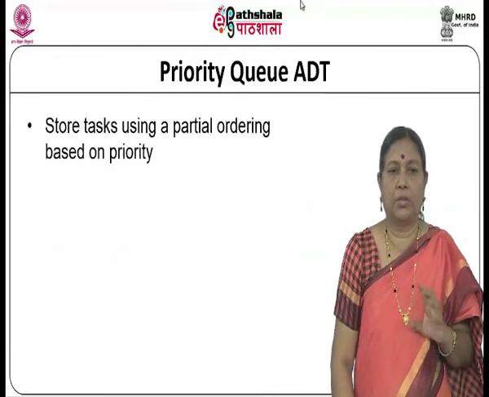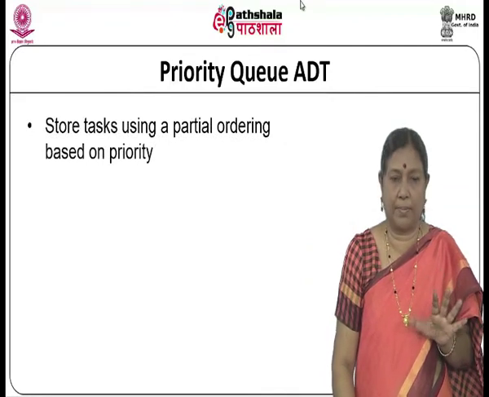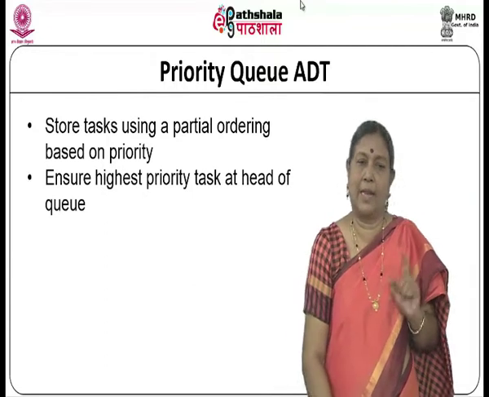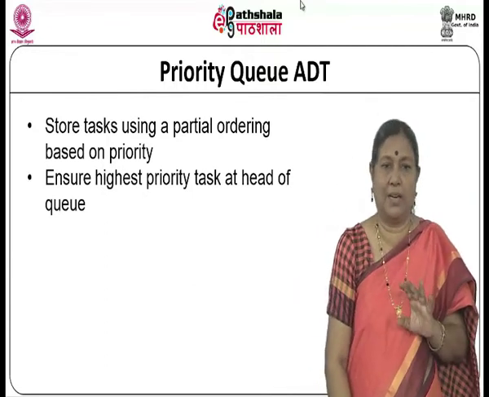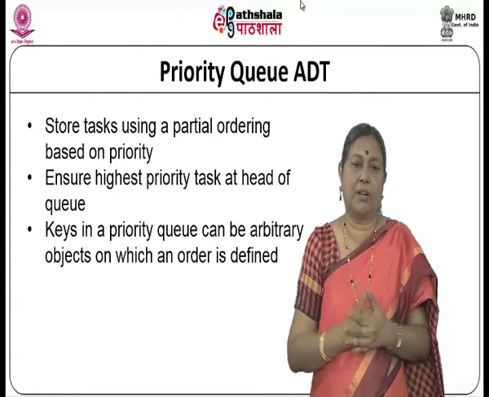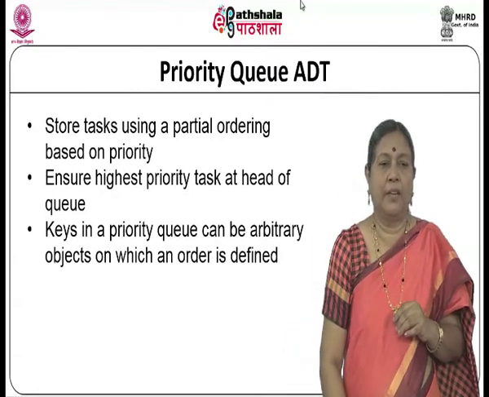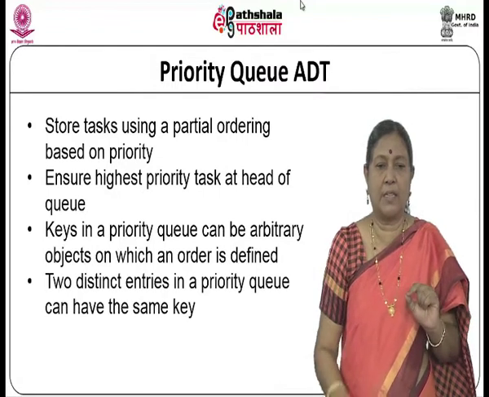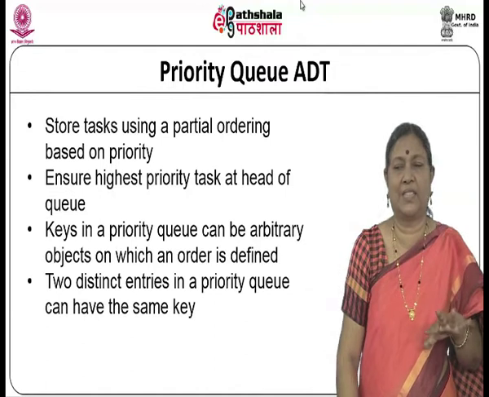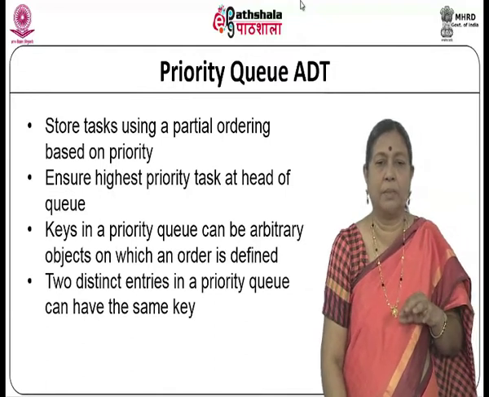So, store tasks using a partial ordering based on priority, ensure the highest priority task is at the head of the queue. If that is so, then you can eliminate it that way. Keys in a priority queue can be arbitrary objects on which the order is defined. So, it can be that way. Two distinct entries in a priority queue can also, duplicate entries are also allowed. We always have a section saying what are the elements that are possible.